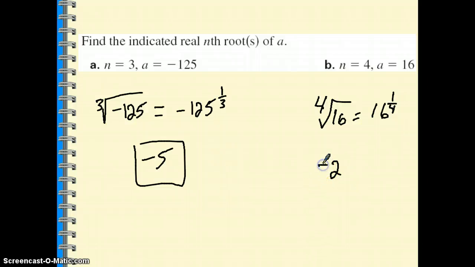But remember, we have to have both plus or minus. So both a positive 2 raised to the fourth power and a negative 2 raised to the fourth power yield 16. So the solution to the fourth root of 16 is plus or minus 2. There are two answers.